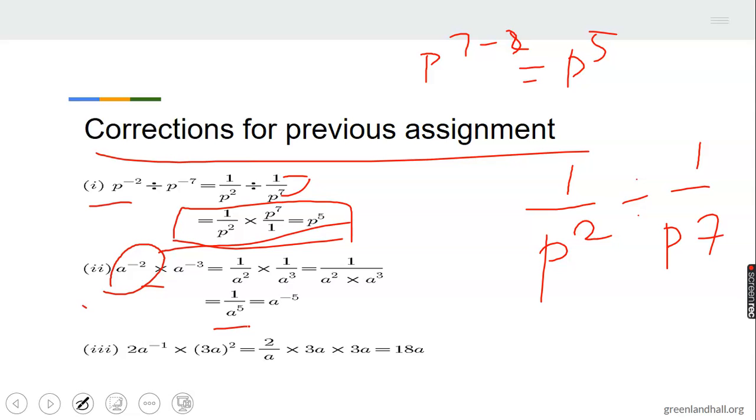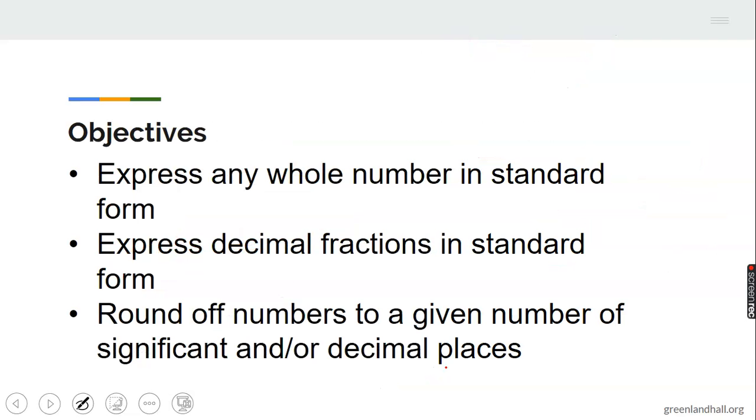Then number 3, we have 2a raised to power minus 1 times 3a raised to power 2. You can see the bracket is affecting the content, while this one is for a only. When you have the power to be 2, it means you multiply the content in 2 places. That is 3a times 3a, which equals 18a. That is that on indices.